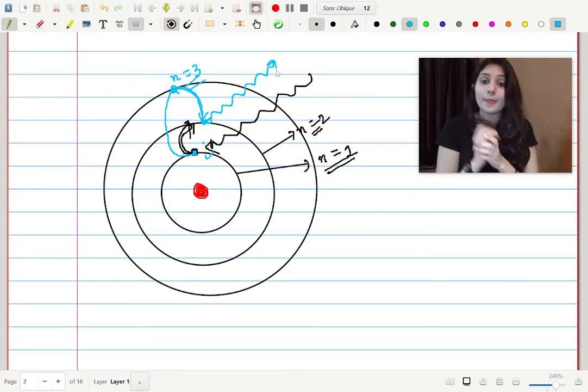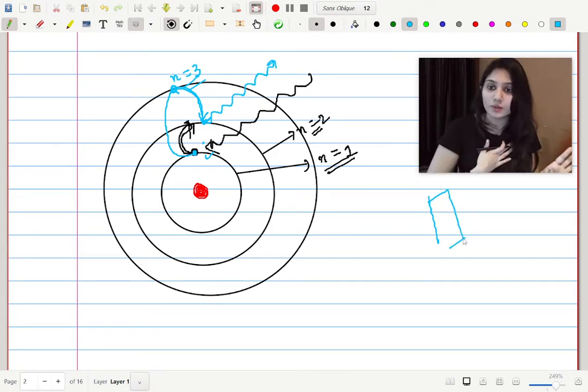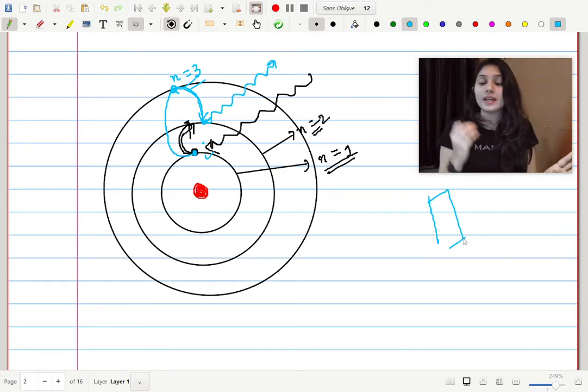And that light is what we see on the screen, emitted out of the electron which was initially excited by us only. And that is called the emission spectra, or the emission line.